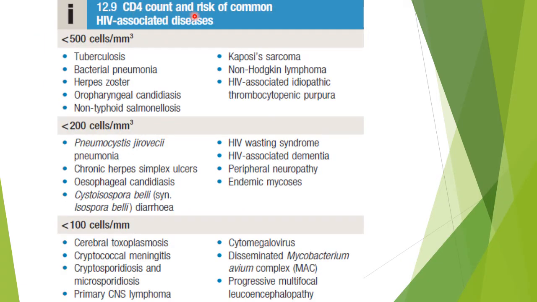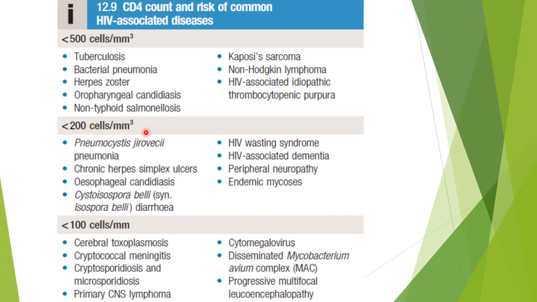So these are the CD4 count and risks of common HIV-associated disease. When the CD4 count decreases, the risks of many other diseases become very high. Rather than me speaking out for you, you can pause it and see it. The main important ones are when it is less than 500, the chances of tuberculosis, bacterial pneumonia, oropharyngeal candidiasis, non-Hodgkin lymphoma, and Kaposi sarcoma become high.